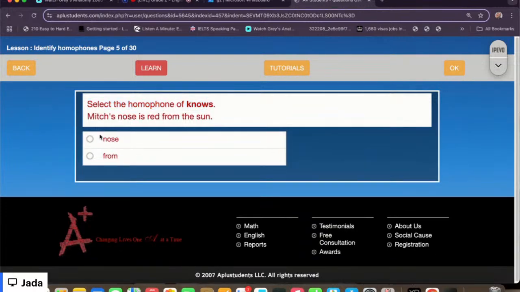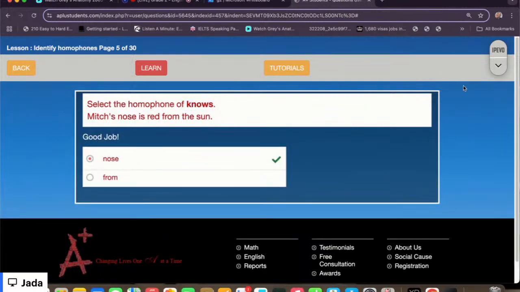So we have also, Mitch's nose is red from the sun. So we have select the homophone of nose. Mitch's nose is red from the sun. So it's obviously nose because nose is the same as nose. They have different meanings but they sound alike.